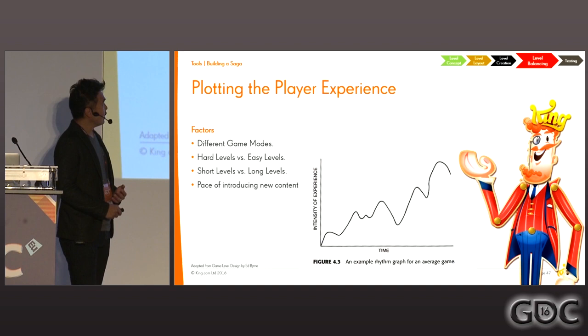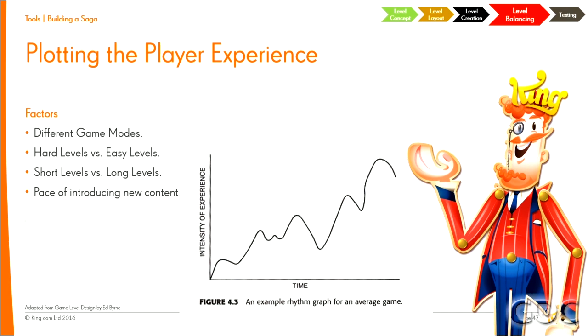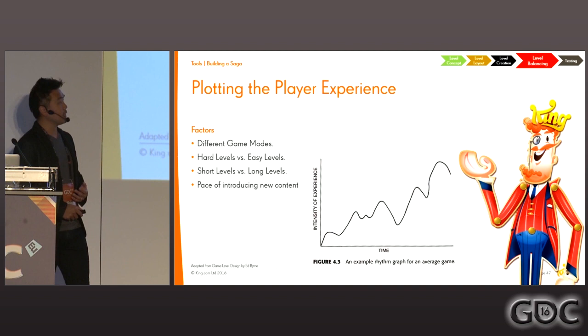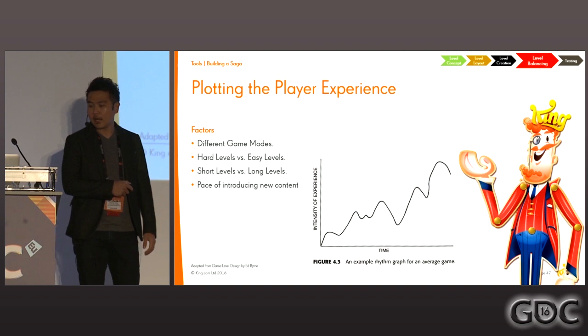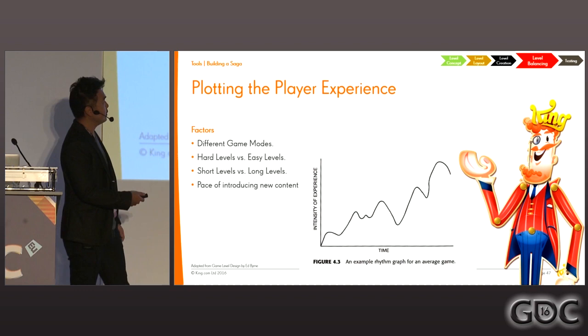Ideally, a progression curve should look a little bit like this. The x-axis showing time and the y-axis showing the intensity of the experience. It shouldn't be a straight line. You want to ramp up the intensity as the player goes along, but you want it to be like this, where there are highs and there are lows along the way. Particularly in our case, we use different factors to do this. Things like different game modes, things like hard versus easy levels, short or long levels, or even how often we introduce new content to break the monotony.